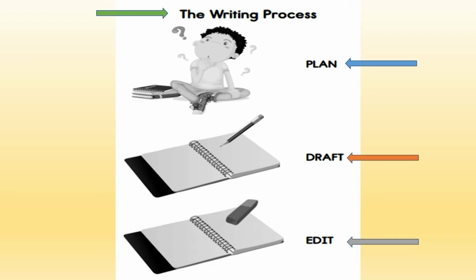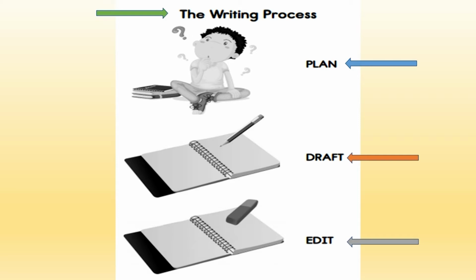When we edit our draft, just like the notebook with the eraser, editing is when we go back and we can correct mistakes we've made. Maybe we made spelling, punctuation, or capitalization errors. Or sometimes we can go back to our writing and use better words or other words to express our ideas better. So when we edit, we go back and we make our writing look and sound better.